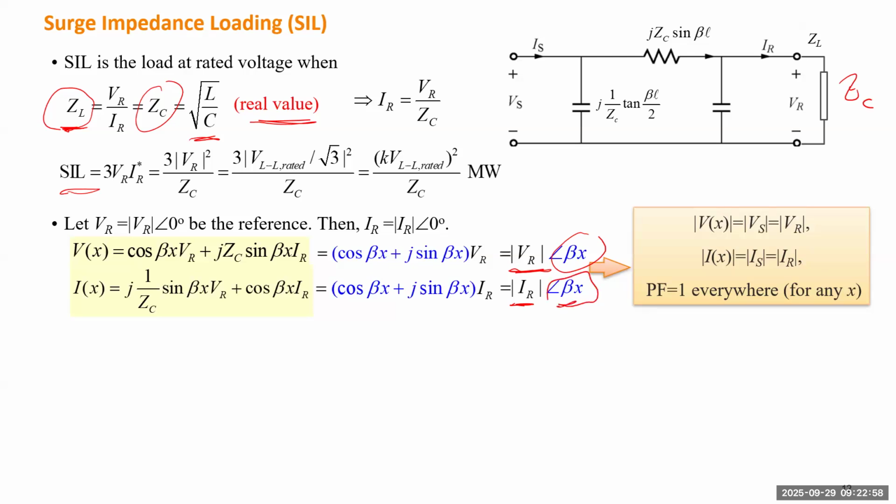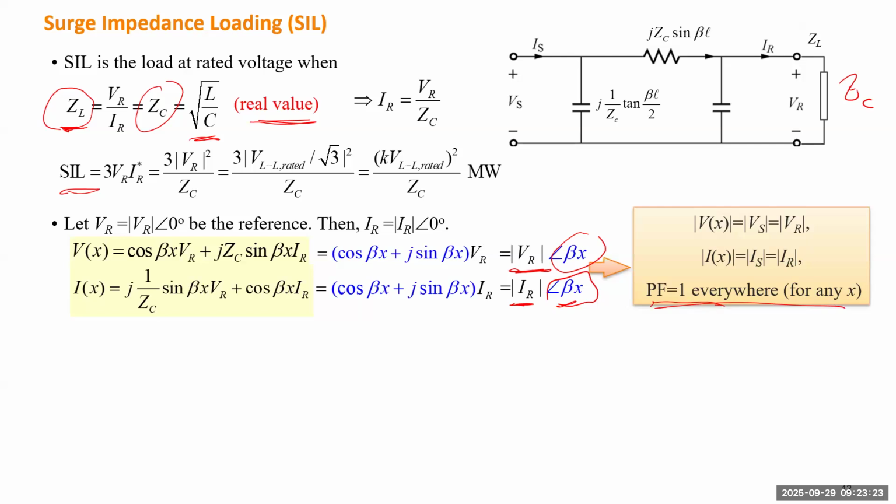So even if you measure the voltage phasor and current phasor at any point on the line, the voltage and current phasors are exactly parallel. They point in the same direction, which means the power factor along the line is the same everywhere. For this case it will be 1. So you have a unity power factor everywhere. That's why we can consider surge impedance load as the ideal load, right?